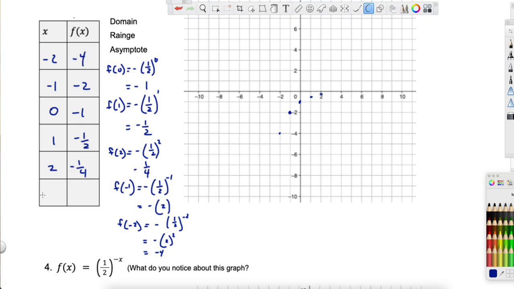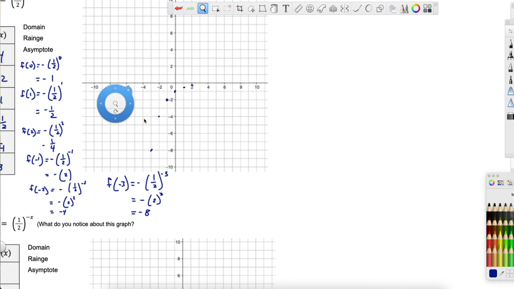Let's put in -3. I'm going to add a point here. So f of -3 equals -1/2 to the -3, which is -2 to the third power. I'm going to make that positive. 2 to the third is 8, and then multiply through by negative. So I get -8. So -3, -8 right here. I could fit that extra point in, so that's why I did it. Okay, and again we see our asymptote is still y equals 0.